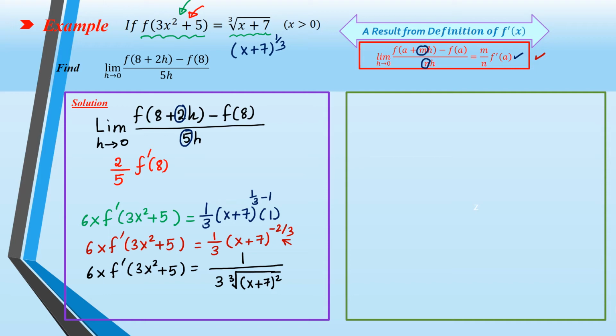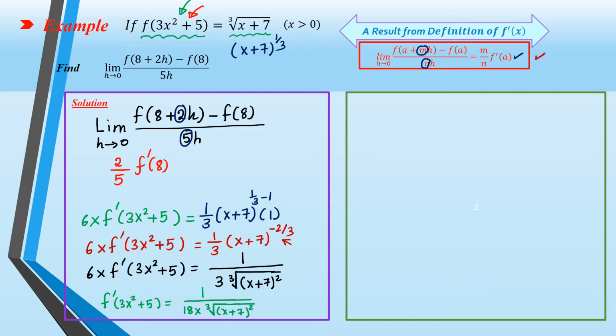Now you can divide both sides by 6x to get the last formula for the first derivative. So f prime of 3x squared plus 5 equals 1 over, now you have to divide by 6x on both sides, you will get 18x multiplied by the cube root of x plus 7 squared. This is the last formula for f prime.